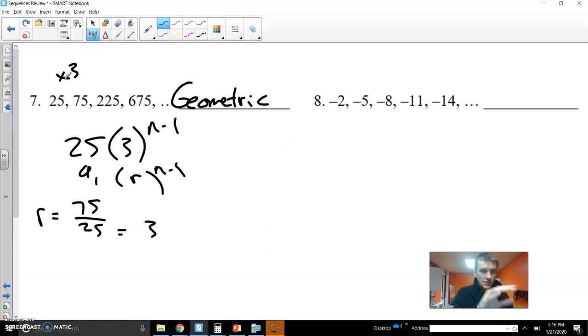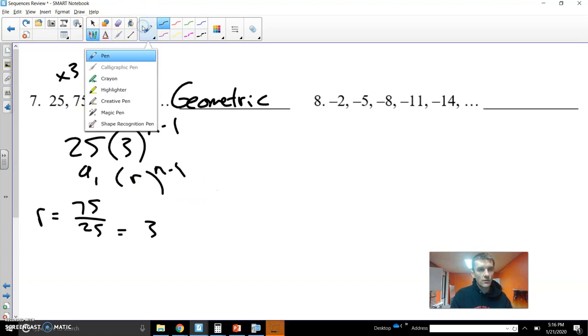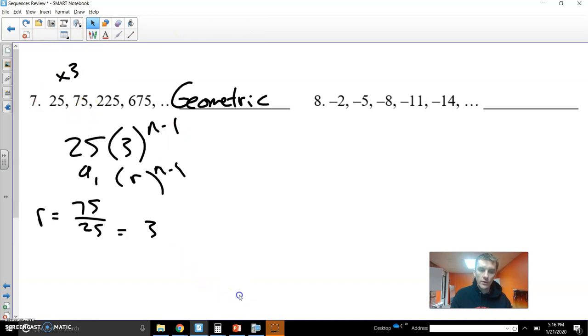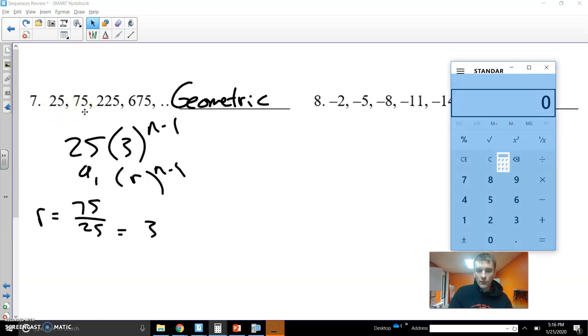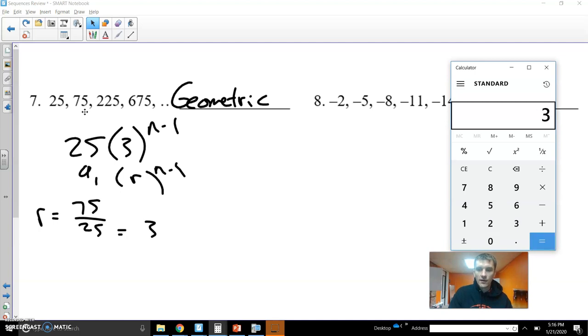So I'm really just trying to teach this over and over. Input gives you the position. Number 7. Let me find my eraser here. Everything's so easy when I have my smartboard, but I don't have my smartboard. So 25, 75, 125. If you take the second number and divide by the first number, using any calculator or mentally, 75 divided by 25 is 3. So you are starting at 25 and you are multiplying by 3.